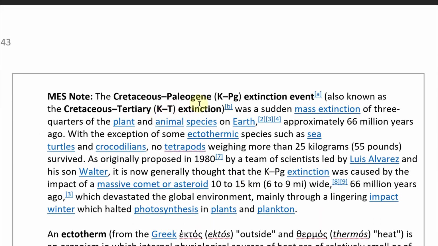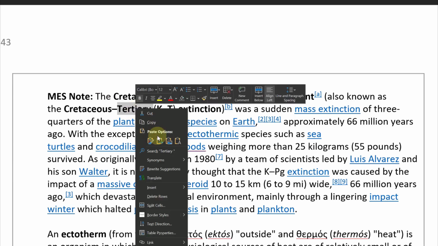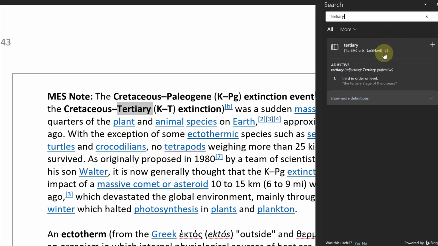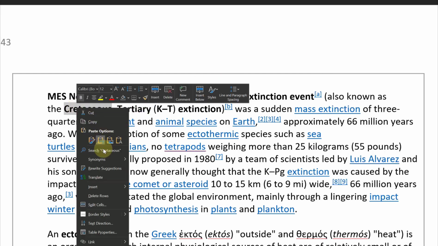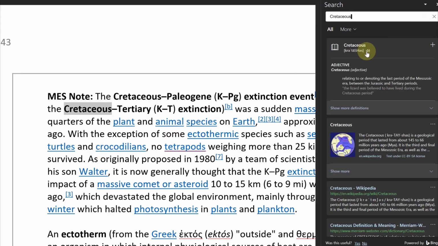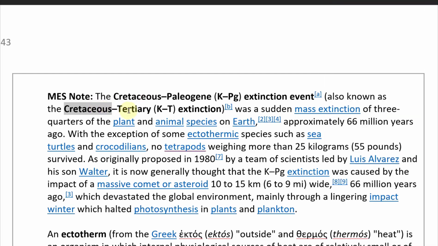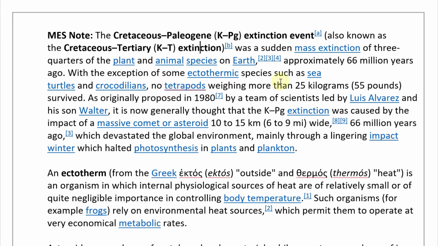So the Cretaceous-Paleogene, or K-Pg, extinction event, also known as the Cretaceous-Tertiary. Let's just do a quick check on this one. Tertiary. Let's see this. Cretaceous-Tertiary, it probably needs double checking as well. Cretaceous. All right, so I got that right. So the Cretaceous-Tertiary K-T extinction was a sudden mass extinction of three-quarters of the plant and animal species on Earth, approximately 66 million years ago, with the exception of some ectothermic species such as sea turtles and crocodilians. No tetrapods weighing more than 25 kilos, or 55 pounds, survived. We'll get to those in a bit.